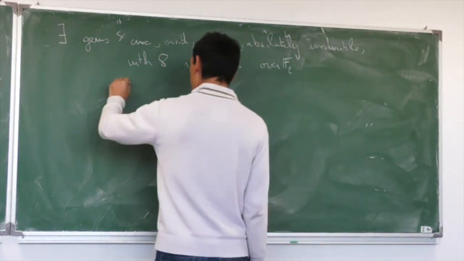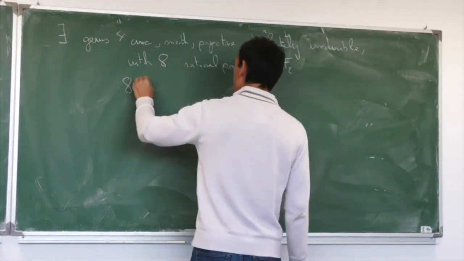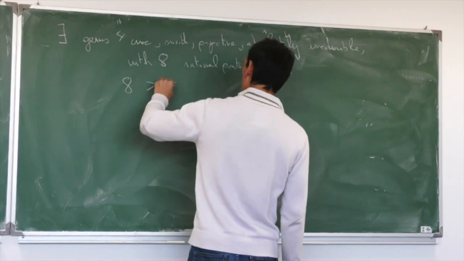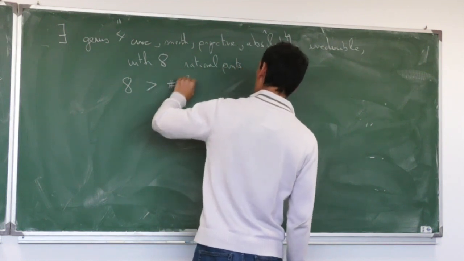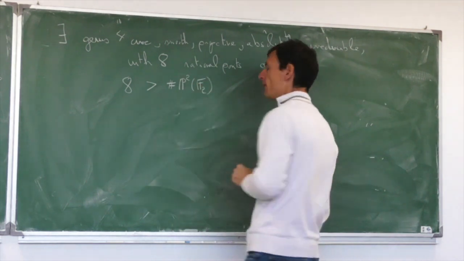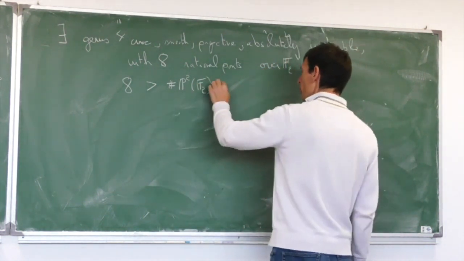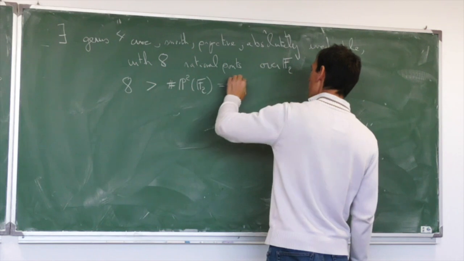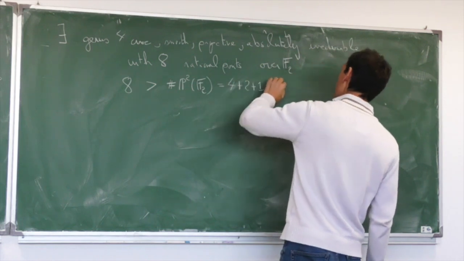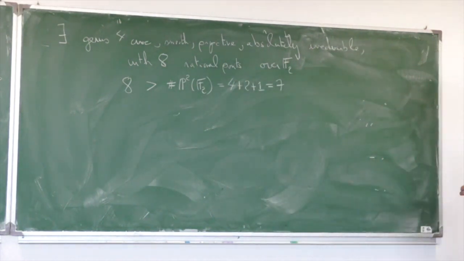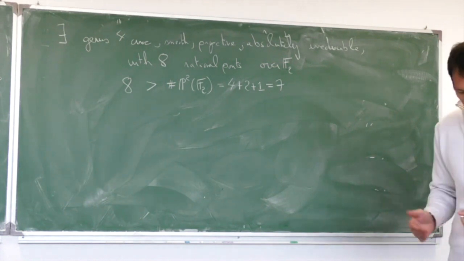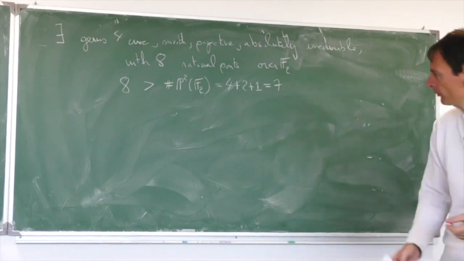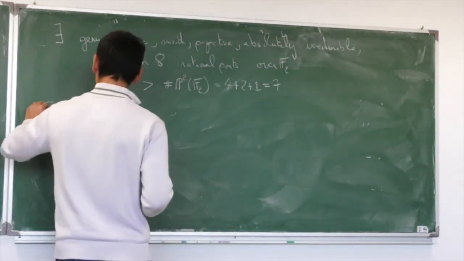Well, because 8 is bigger than the number of rational points you have in the plane. So in the projective plane, you have 4 plus 2 plus 1, this is 7. So you can't get a plane smooth model of your genus 4 curve inside P2. All right, so what is this curve? I suggest that you try to do this as an exercise.